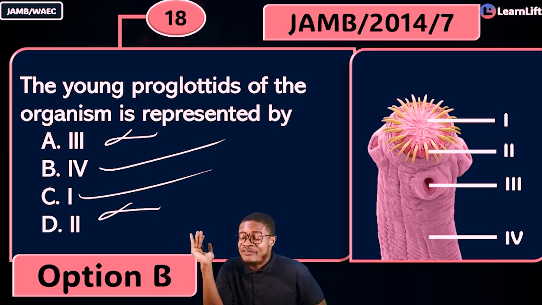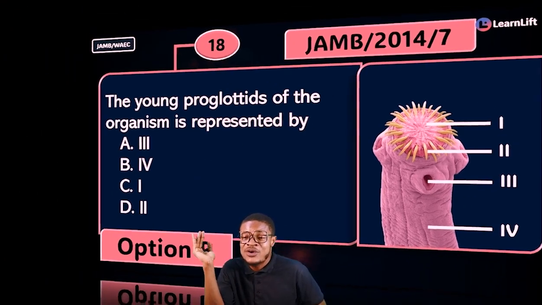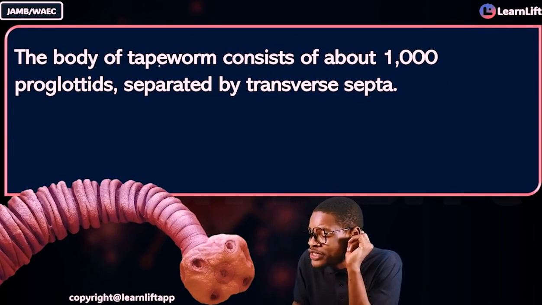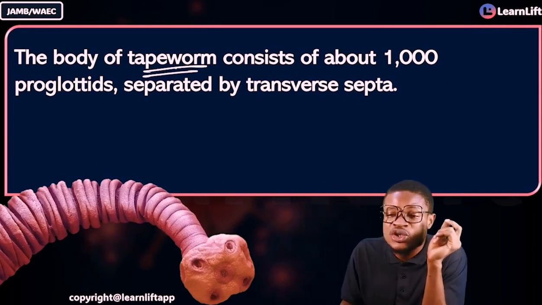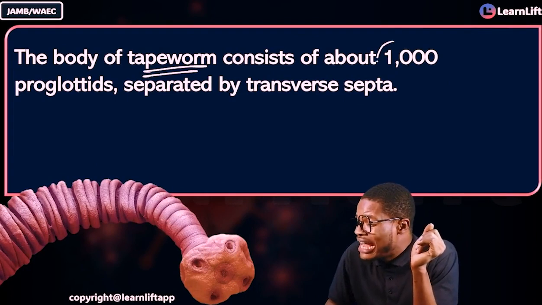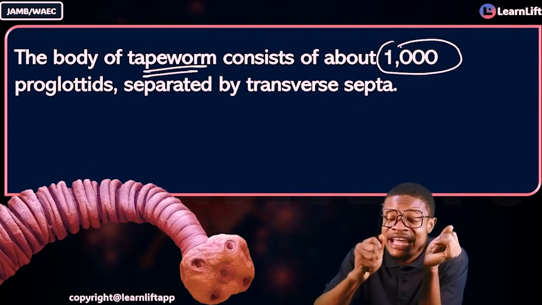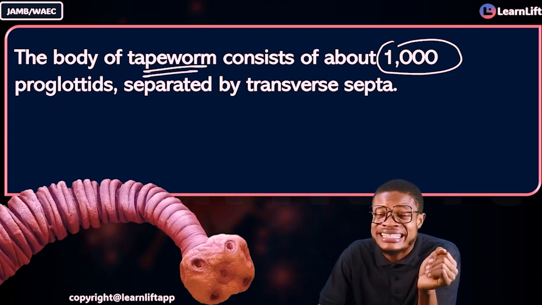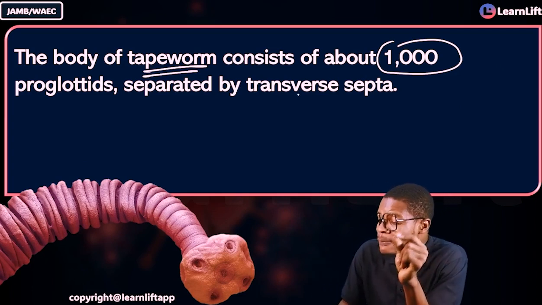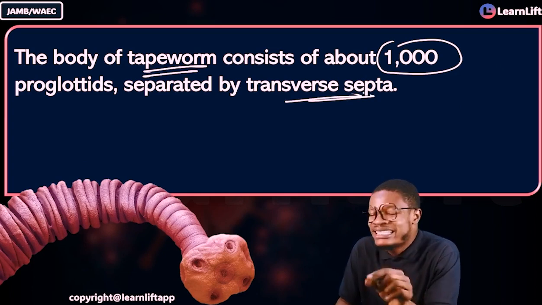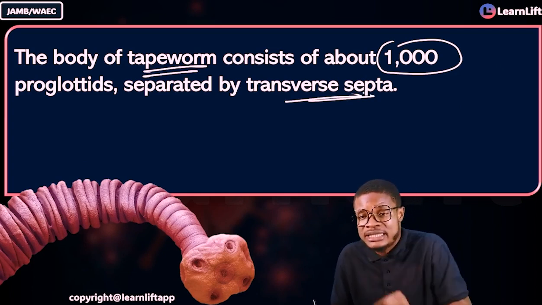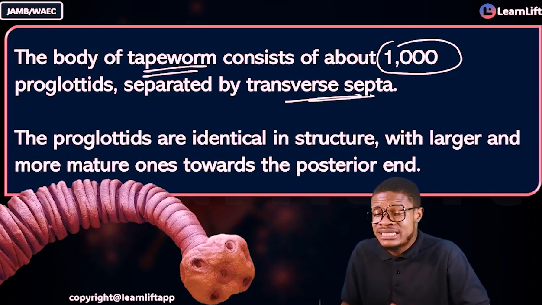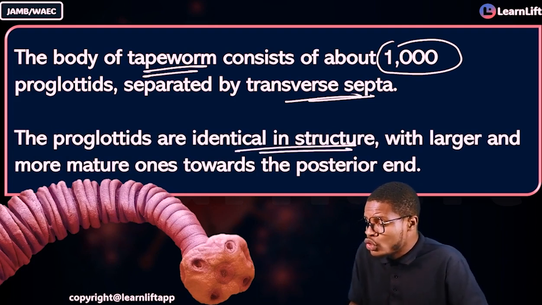Now that you get this and you are very, very sure that you understand this with me, the last thing to note. The body of a tapeworm. How many proglottids do I see? There are up to 1,000. One tapeworm can have up to 1,000 proglottids, so they're plenty, and they are separated by transverse septa. What separates them? Transverse septa.